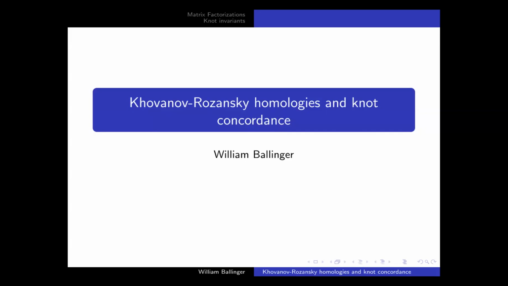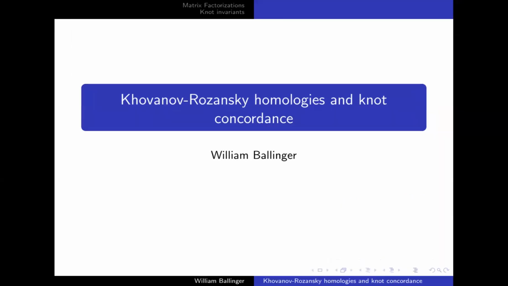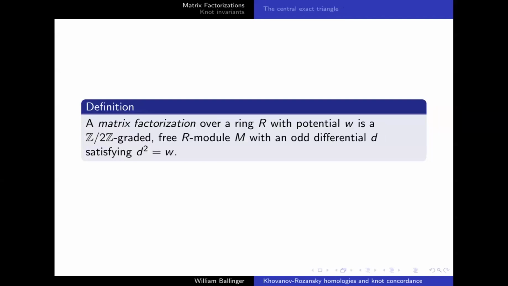So to start off, I'd like to talk about the concept of a matrix factorization, which is really the essential bit of algebra that makes this whole story tick. So a matrix factorization is just like a chain complex, except instead of requiring that the differential square to 0, we require that it square to some particular element of the ground ring. And now this requires a couple of changes.